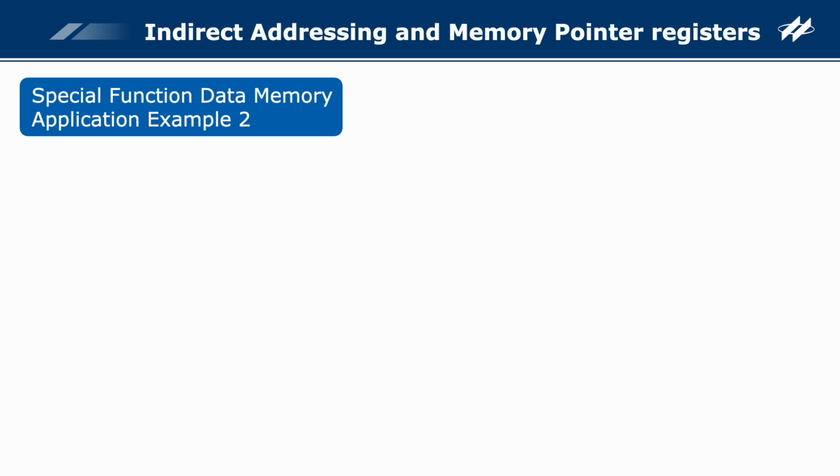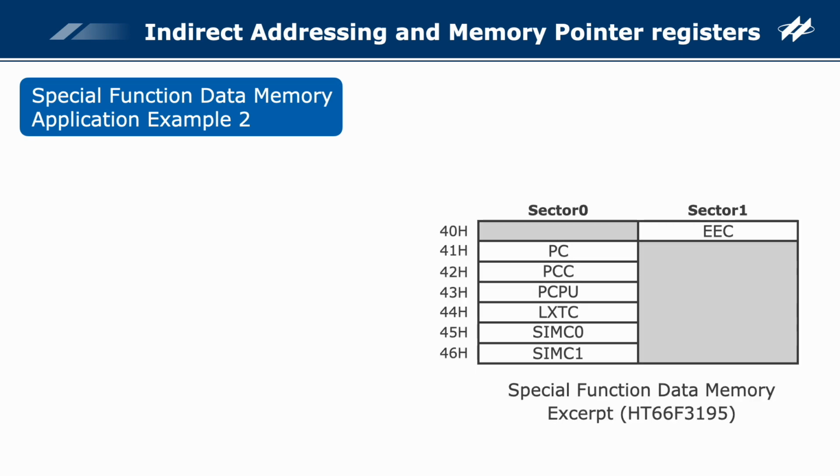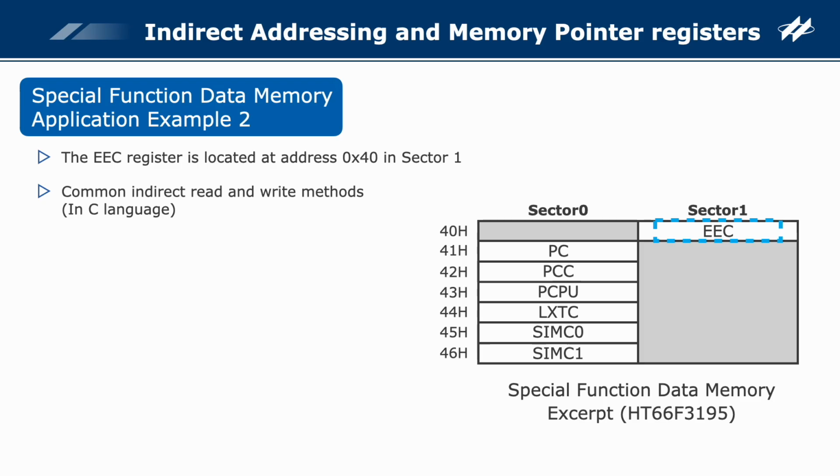Let's learn about the special function data memory application example 2. Configure the EEC register, which is located at address hex 40 in sector 1. The configuration is commonly done using indirect read and write methods.